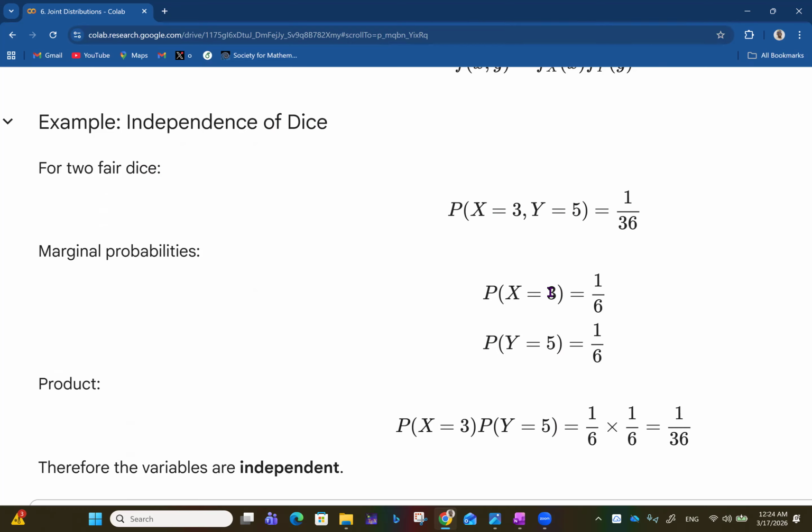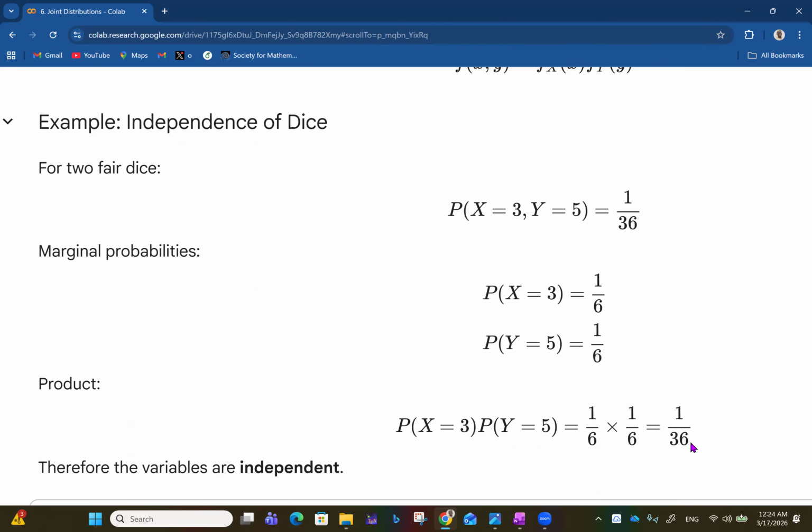So see the marginal probabilities: the probability that x is 3 is 1 over 6. The probability that y is 5 is 1 over 6 because they don't have anything in common. So the product now will be the probability that x equals 3 multiplied by the probability that y equals 5. That's 1 over 6 times 1 over 6, and that is 1 over 36.